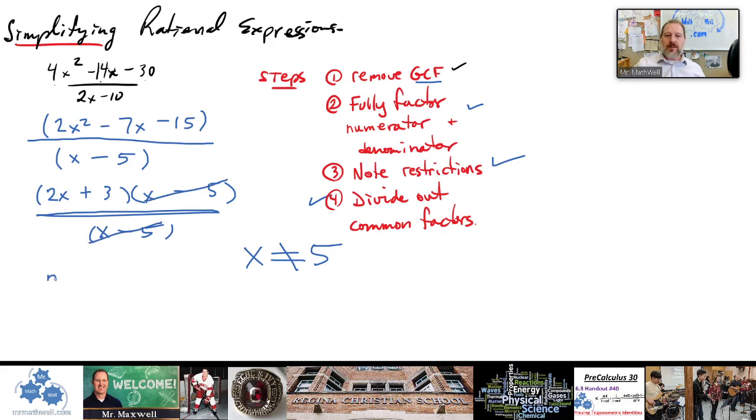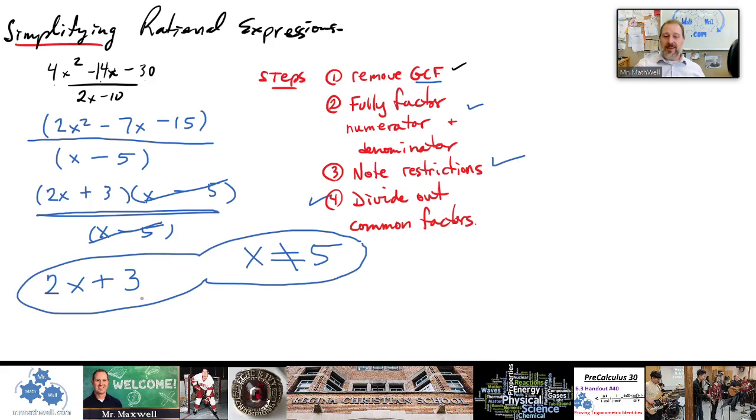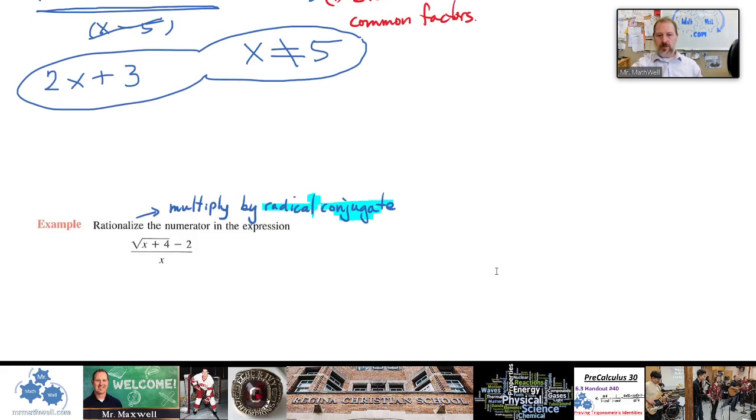And what I'm left with is the simplification is 2x plus 3. But the important part of the simplification is that x cannot equal negative 5 because it makes this denominator equal to 0. Okay? So that's simplifying rational expressions. We're going to need to know how to do that in section 1.1 and 2.